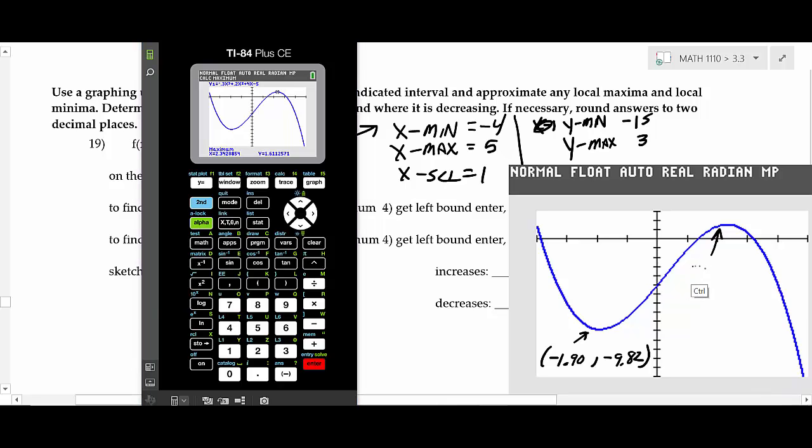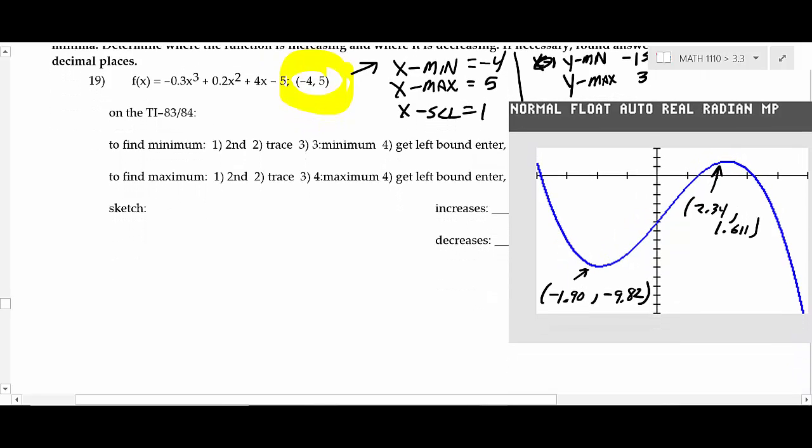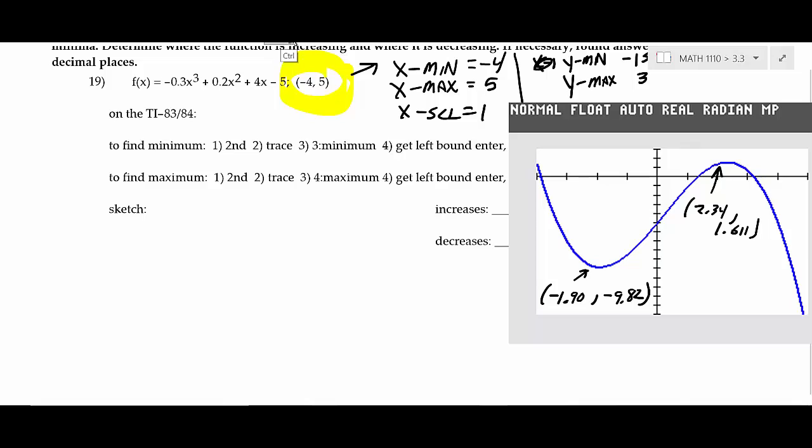And that is getting me, it looks like, 2.34 and then 1.611 like that. All right, is everybody with me there? Doing that okay? Okay. So based on that, you would do these things. Now for a sketch, what I'll have you do, and this is what I would want you to do on a test, is go through and just do your sketch.